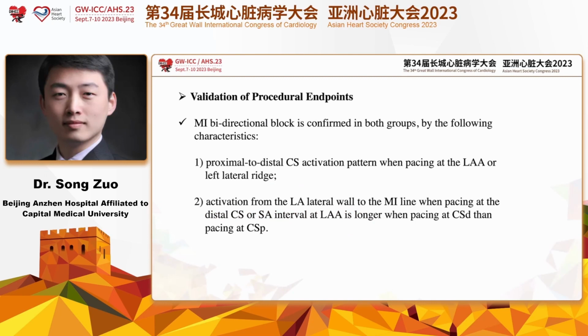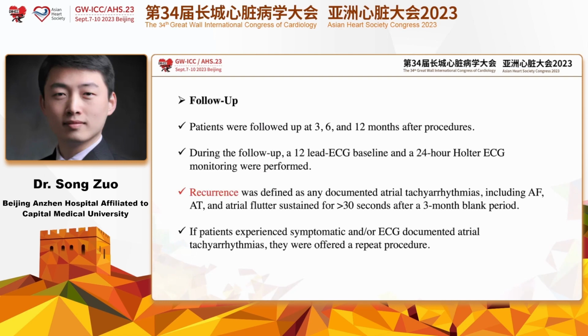The mitral isthmus bidirectional block is confirmed in both groups by the following characteristics. The first is a proximal to distal CS activation pattern when pacing at the left atrial appendage or left lateral ridge. The second is the activation from the left atrium lateral wall to the mitral isthmus line when pacing at the distal CS, or the interval to the left atrial appendage is longer when pacing at the CS distal than CS proximal. And the patients will be followed up at 3, 6, and 12 months after the procedure.